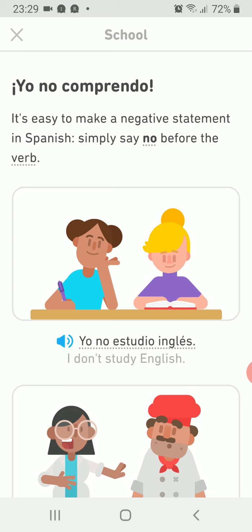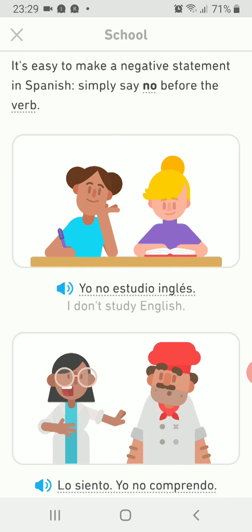Okay. So, how to make a negative sentence? A negative sentence just needs the word no in it. So it's very easy. It's easy to make a negative statement in Spanish. Simply say no before the verb. So the verb here is comprendo or entiendo. No entiendo, no comprendo. No hablo. I don't speak. No hablo español. Hablo español. No hablo español. So this is how you make negative sentences.